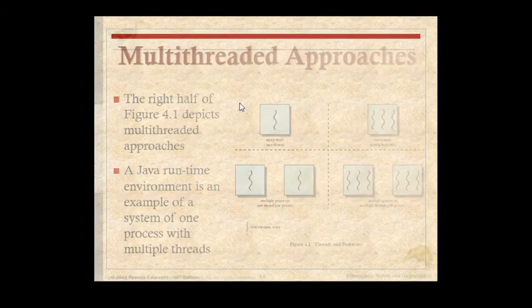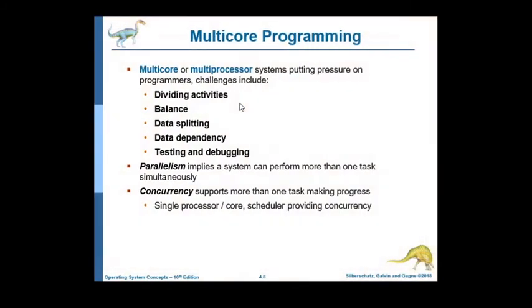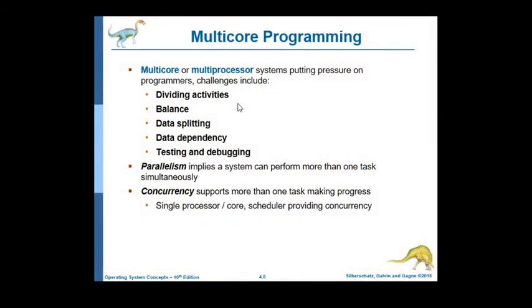We discuss back the multi-core programming challenges. There are 5 areas of challenge that need to be faced by a multi-core system. The first challenge is dividing activities. We need to find areas in an application that can be divided into separate and concurrent tasks.